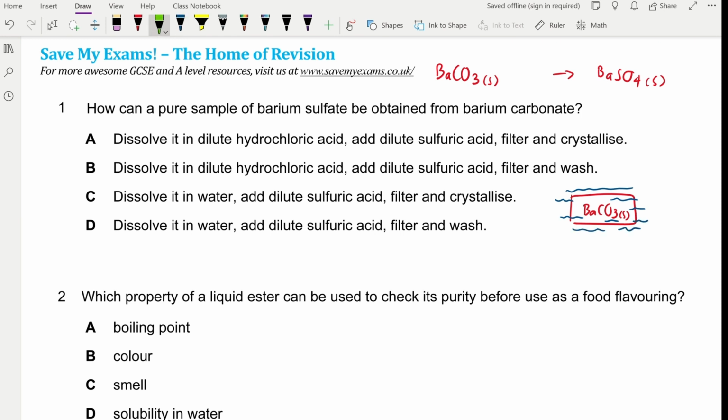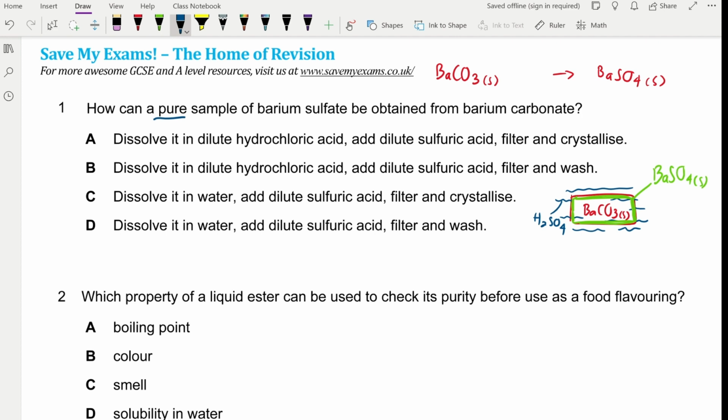So what happens is a layer of barium sulfate is produced on the outside. Barium sulfate is insoluble, so having a layer on top of the barium carbonate will block the access of the sulfuric acid from the remaining barium carbonate. So the reaction will give you some barium sulfate, but it will not be pure because there will still be barium carbonate that has not reacted.